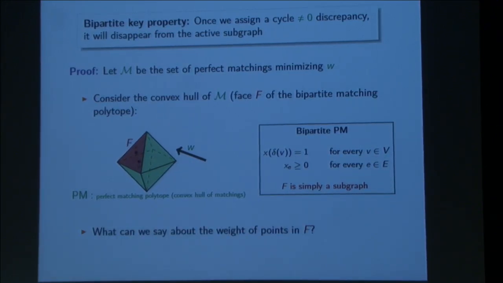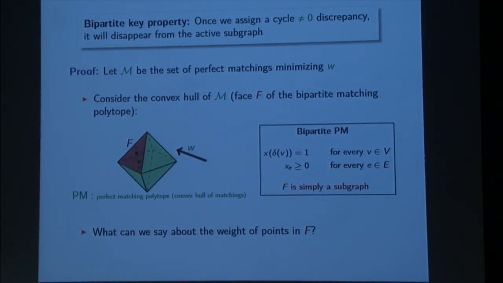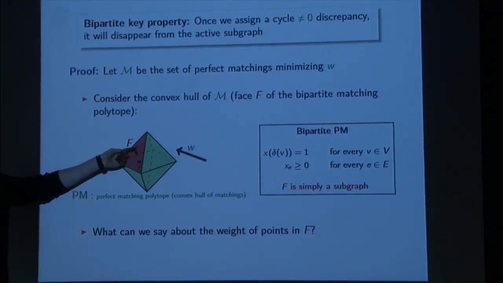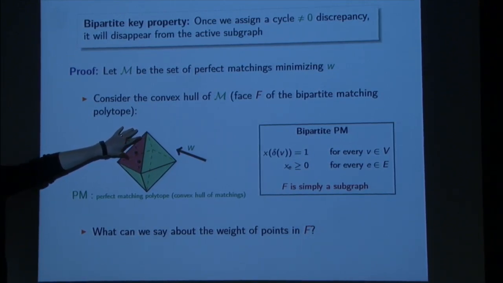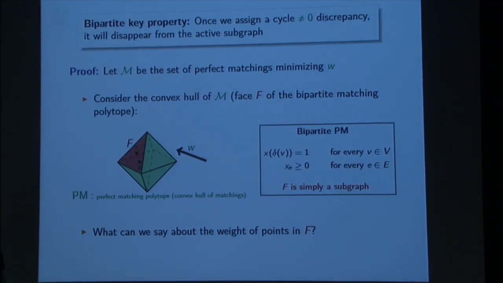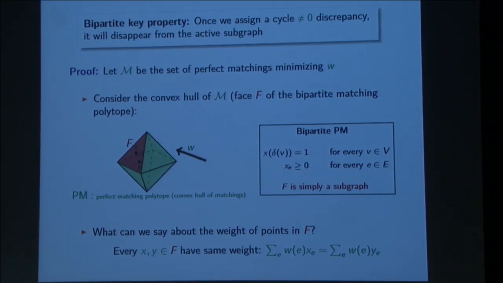All right. What can we say about the weight of two different points in f? So x is a convex combination of the perfect matchings that minimize w, and y is a perfect matching. It's easy, right? They have to be the same. They are both convex combinations of min weight perfect matchings. All the corners here have the same weight, so the convex combinations of them have to have the same weight.